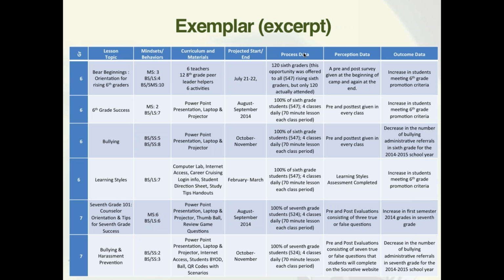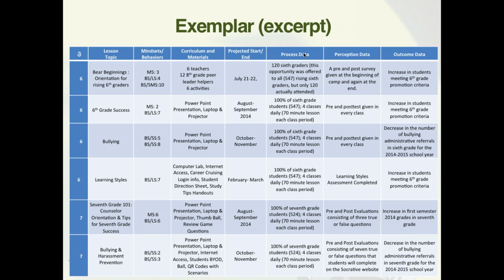When you look at that, it's talking about meeting the promotion criteria. It's talking about administrative referrals for bullying, and it's talking about grades. So those are clearly achievement, behavior, or attendance related. Most of these are specifically achievement and behavior. But that's good outcome data, and that demonstrates the three types of data.